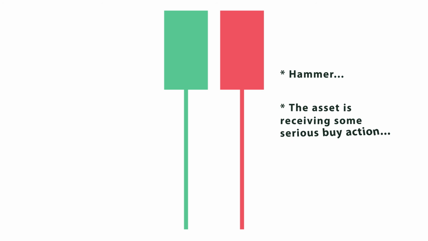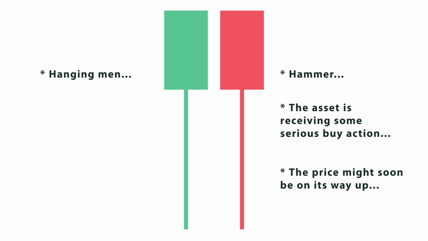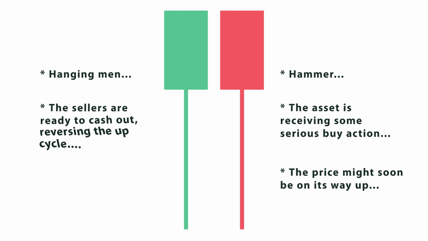A red umbrella is also known as a hammer. When you see a hammer, it often means that the asset is receiving some serious buy action, and the price might soon be on its way up. Green umbrellas, on the other hand, have an ominous nickname, hanging men. They're often a signal that sellers are ready to cash out, reversing the upcycle.